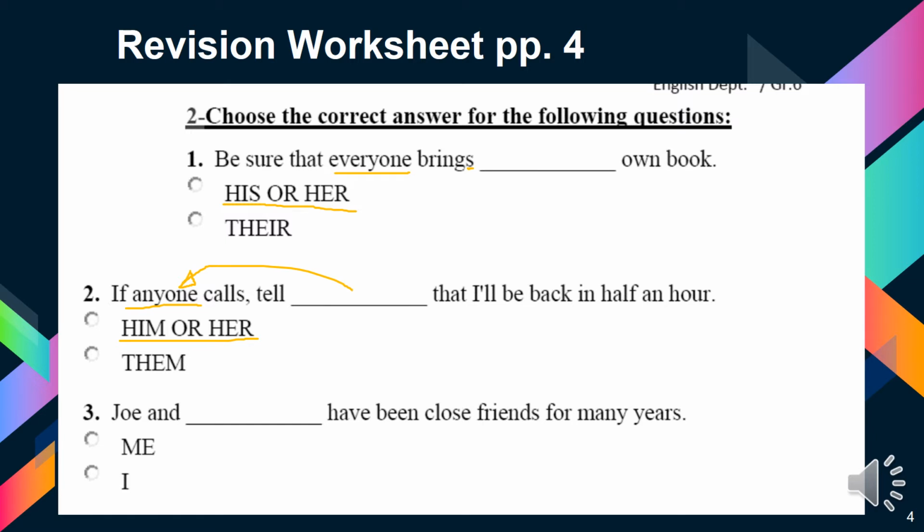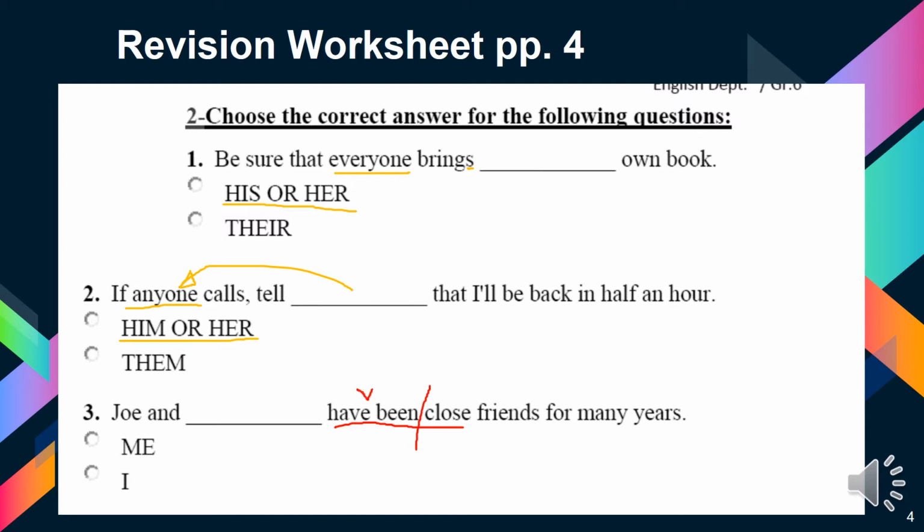Number three, Joe and me or I have been close friends for many years. So now I have to choose whether me or I. In order to choose the correct pronoun, I have to look for the verb to know where my pronoun is in the sentence, whether it is a subject or an object. So where is the verb? Have been is the verb.